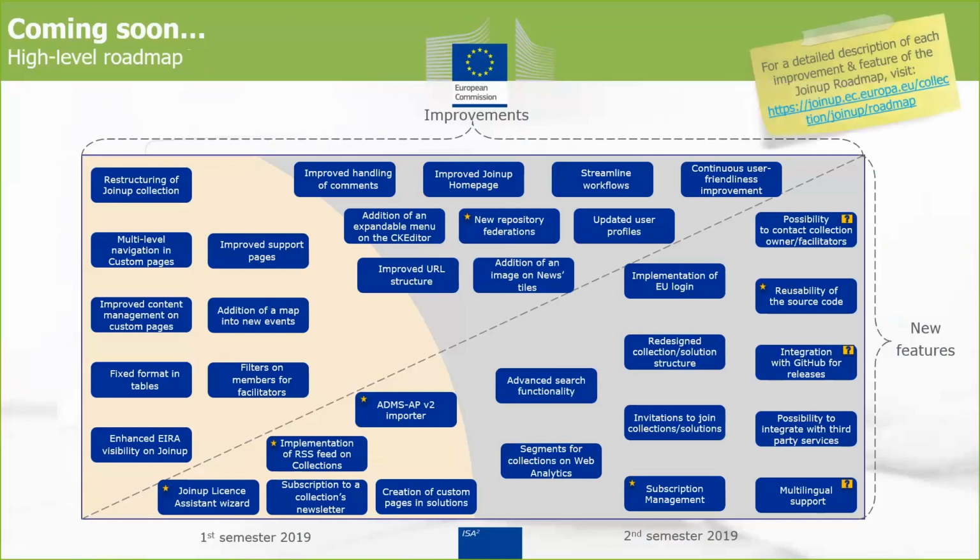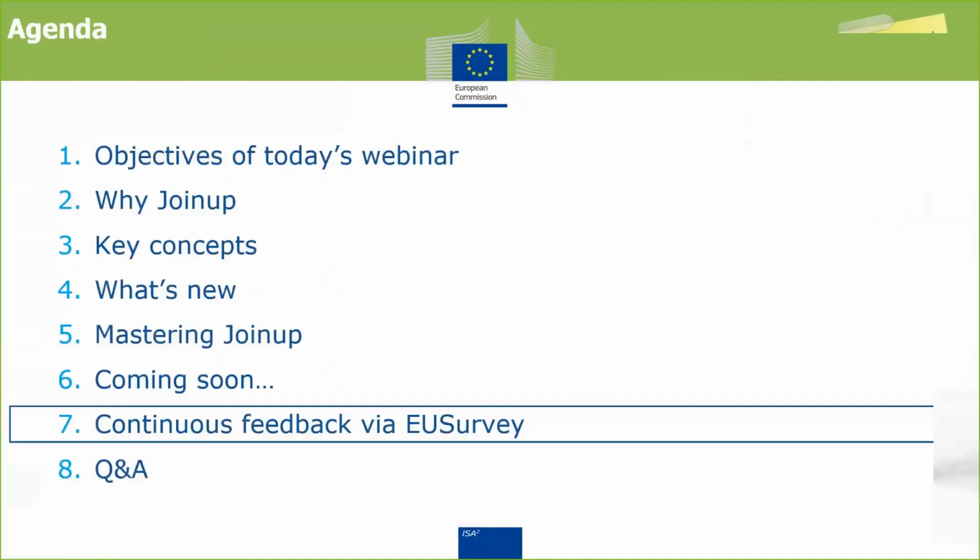Again, for a detailed description of each of these boxes, you can visit the Joinup roadmap. It will be updated soon, if not already, on the specific link there. If you go to the Joinup collection page, it's on the left in the navigation menu. You'll see a table with all the descriptions per box. It's a good thing to read if you want to find out more about all these interesting things.